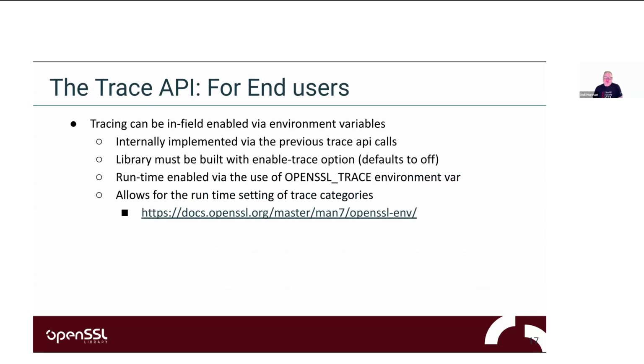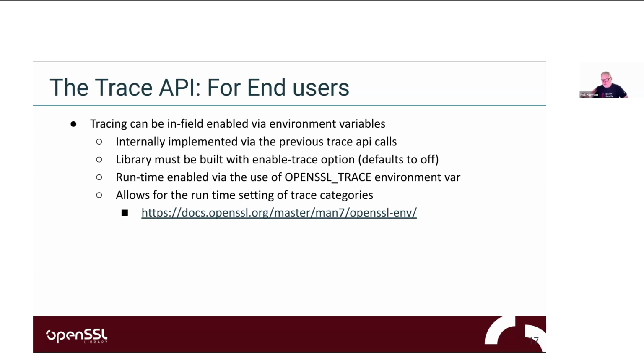For end users, once you have an application that has written that callback, tracing can be in-field enabled via an environment variable. As an example, you can see this internally implemented via the trace API calls. Again, the library has to be built with trace enabled, as it does default to off. And then at runtime, it will still be off unless you set the OPENSSL_TRACE environment variable.